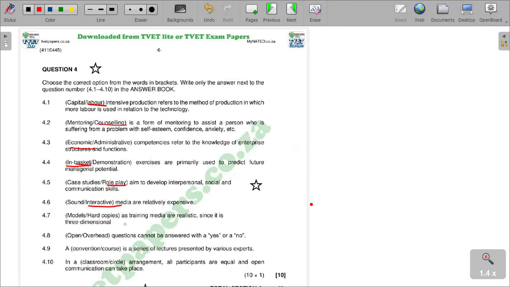4.7. Dash is training media are realistic since it is three-dimensional, which is what you call models. Right. Let's go to 4.8.